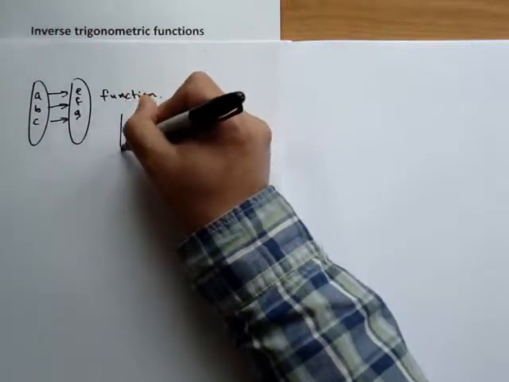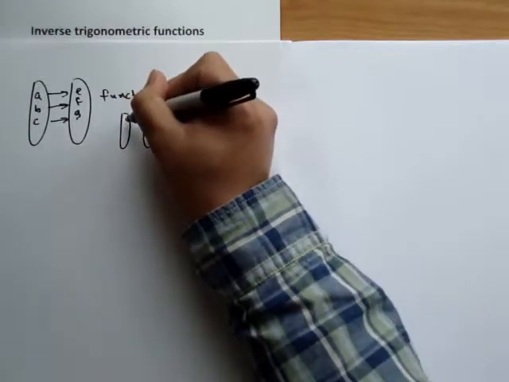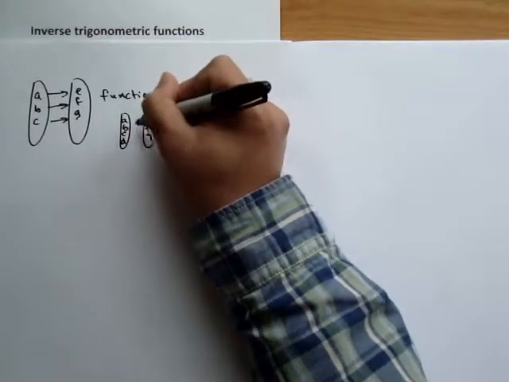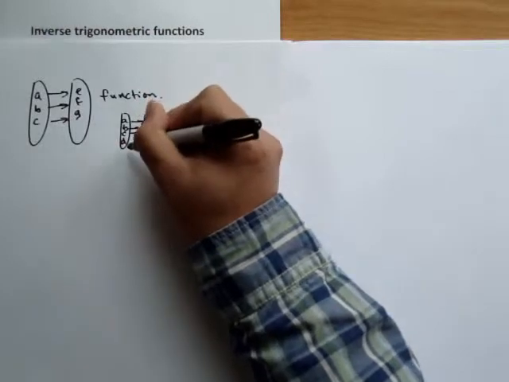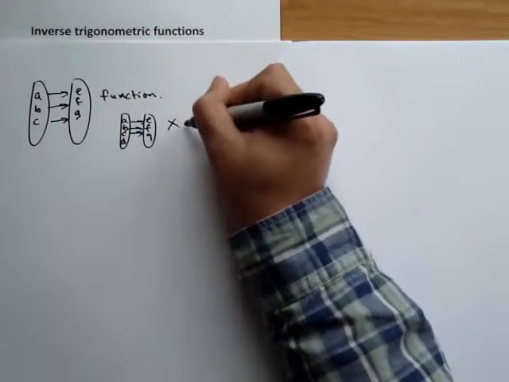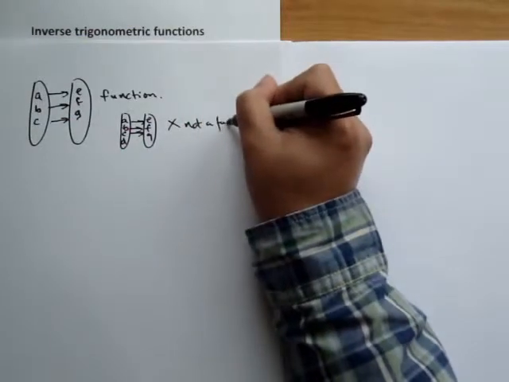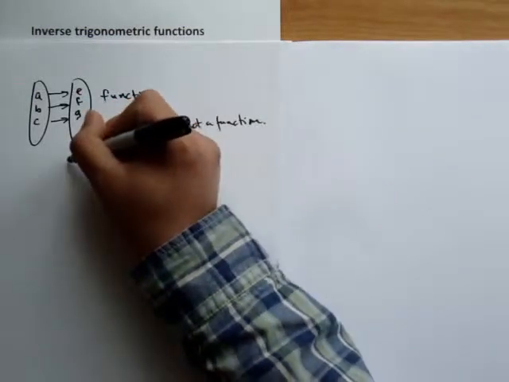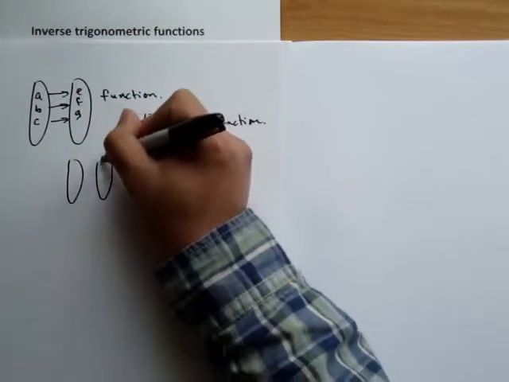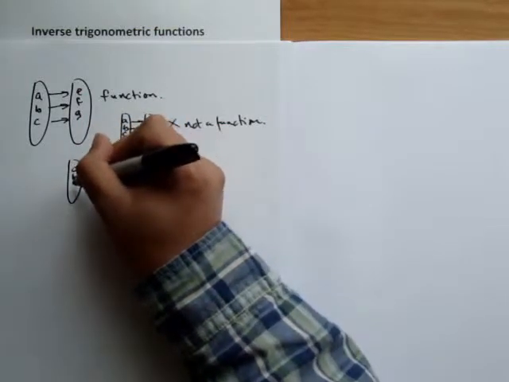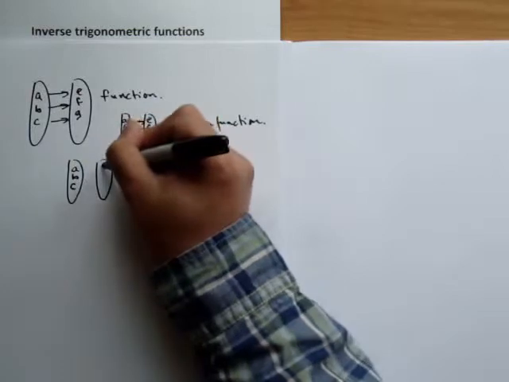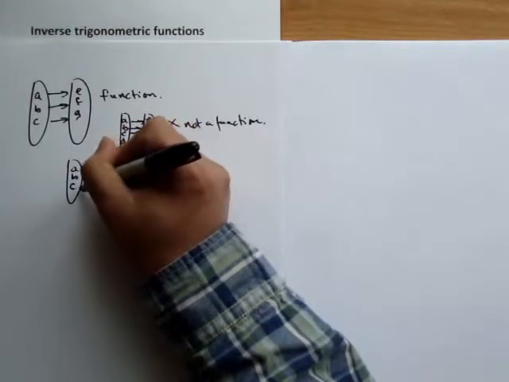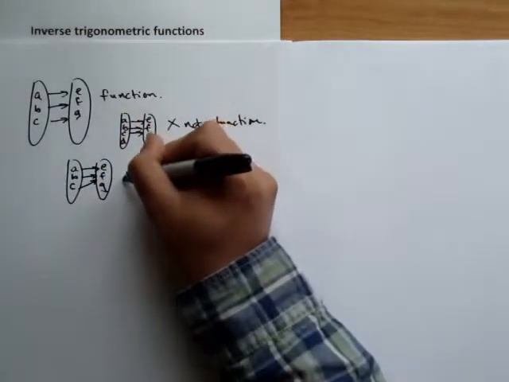If we have the same again, say we have A, B, C, D, E, F, G. Here we have a spare D. This is not a function. Also, if we have a set here and a set here, A, B, C, E, F, G, that maps onto this, maps onto this, but also C maps onto F, that is a function.